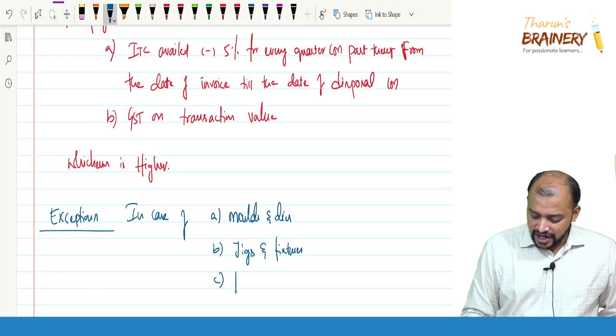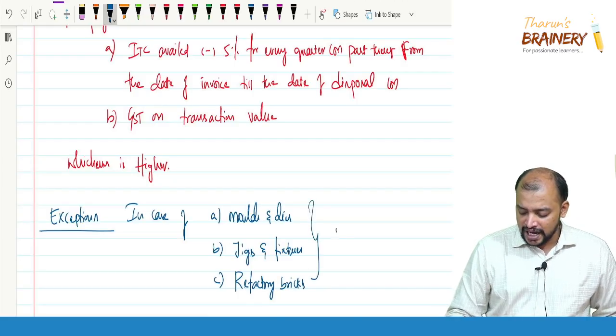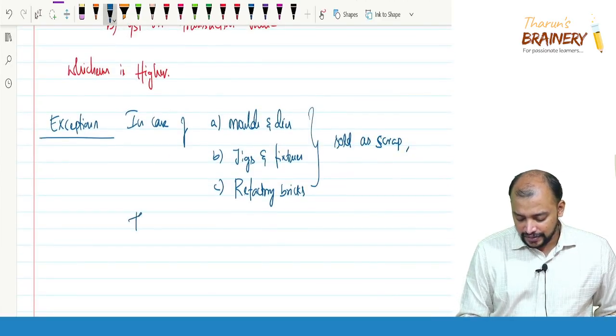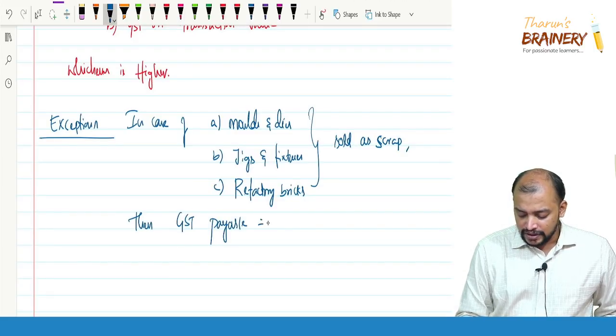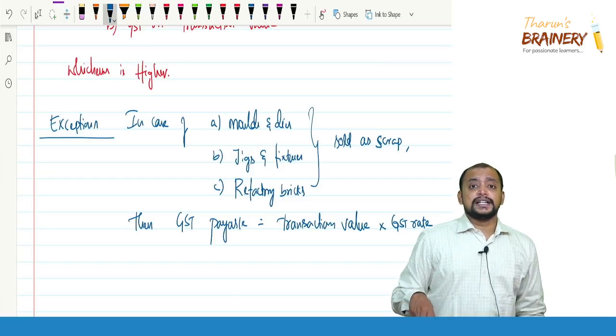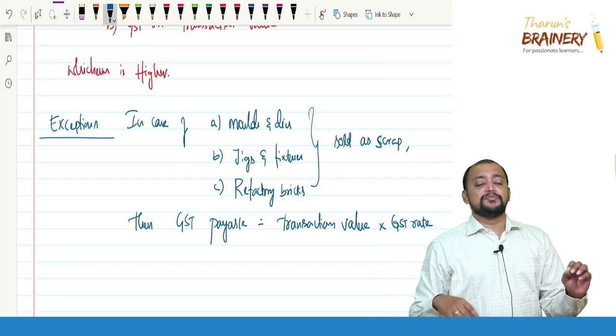And C, refractory bricks. In this case, that too sold as scrap, okay, then GST payable equal to transaction value into GST rate. Transaction value into GST rate. Why not ITC availed? That A will not be applicable, only B will be applicable.